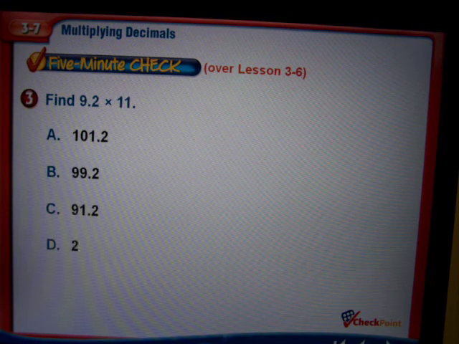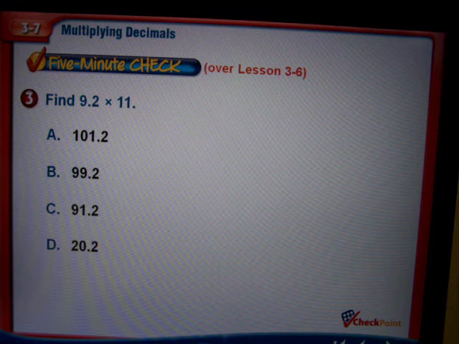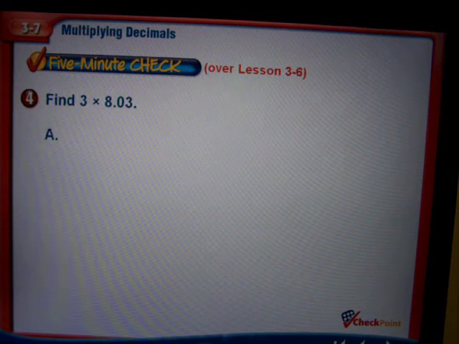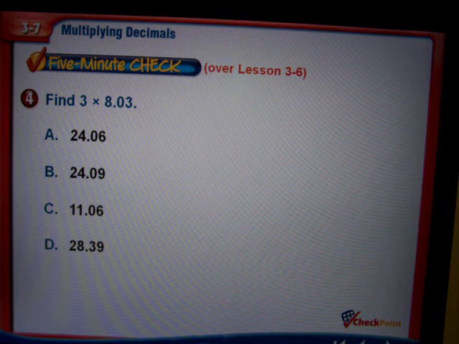Now we're going to find 9 and 2 tenths times 11. Is the answer A, 101 and 2 tenths, B, 99 and 2 tenths, C, 91 and 2 tenths, or D, 20 and 2 tenths. And your answer is... Now we're going to find 3 times 8 and 3 hundredths. Is the answer A, 24 and 6 hundredths, B, 24 and 9 hundredths, C, 11 and 6 hundredths, or D, 28 and 39 hundredths. And your answer is B.